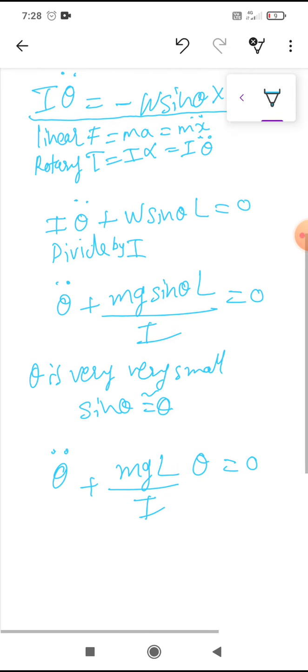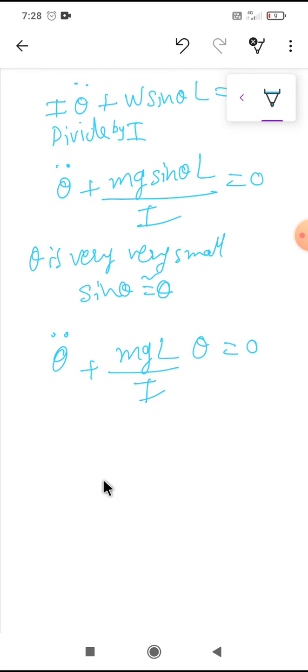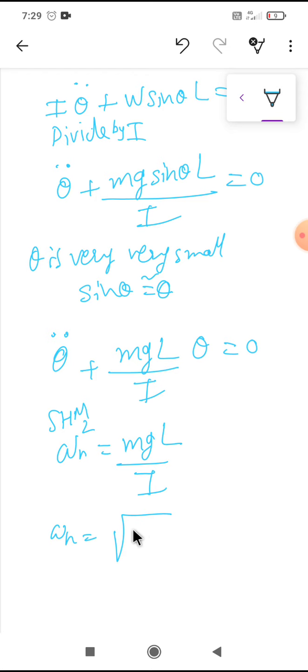Now we'll compare this equation with SHM. As we know, the SHM equation is x double dot plus omega n square into x. So after comparing with SHM, we will get omega n square is equal to mgl upon I. So omega n would be equal to under root mgl upon I.